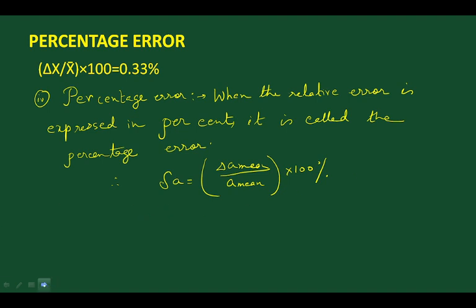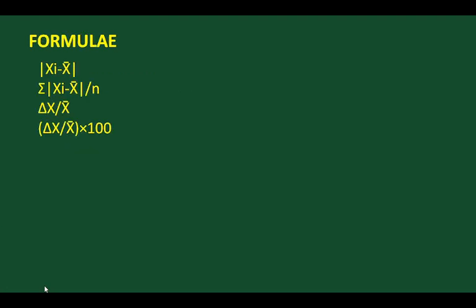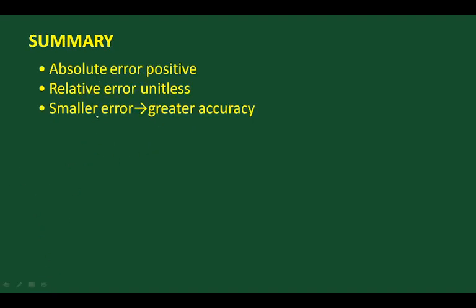Now this is the percentage error we can find here, right? Let us look at the summary. We get absolute error is positive, relative error is unitless, and smaller error means greater accuracy. So this is the summary we got. In this way you can find all the different factors.